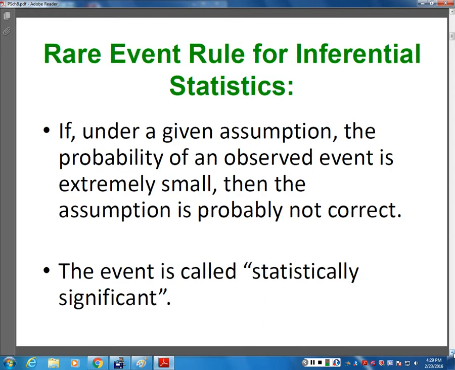Hypothesis testing uses the rare event rule for inferential statistics. That's the theoretical basis for all of this. It says if under a given assumption the probability of an observed event is extremely small, then the assumption is probably not correct. That's what we'll be doing. We'll make an assumption, or at least state a hypothesis, and then we'll find the probability of some observed event. If that probability is small enough, then we will reject this null hypothesis. The event is called statistically significant if we are able to do that.